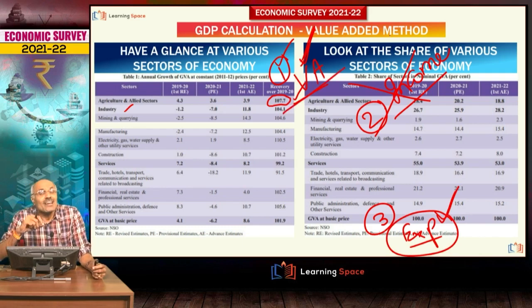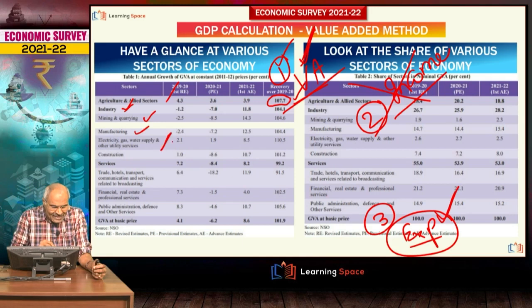In the value added method, there are 8 sectors. First one is agriculture and allied sectors. And second is industry. Listen carefully. Industry includes 4 components. One is mining and quarrying. Second is manufacturing. Third is electricity, gas, water supply and other utility services, and fourth is construction. Out of industry, manufacturing and construction are major components. You can go through it clearly here.